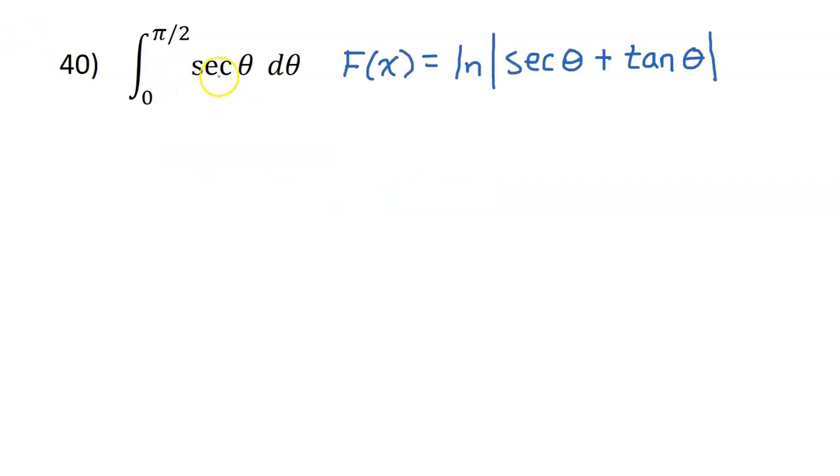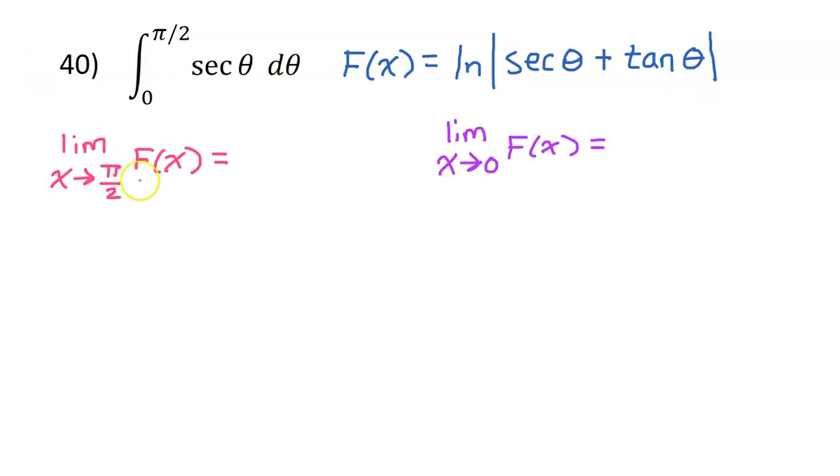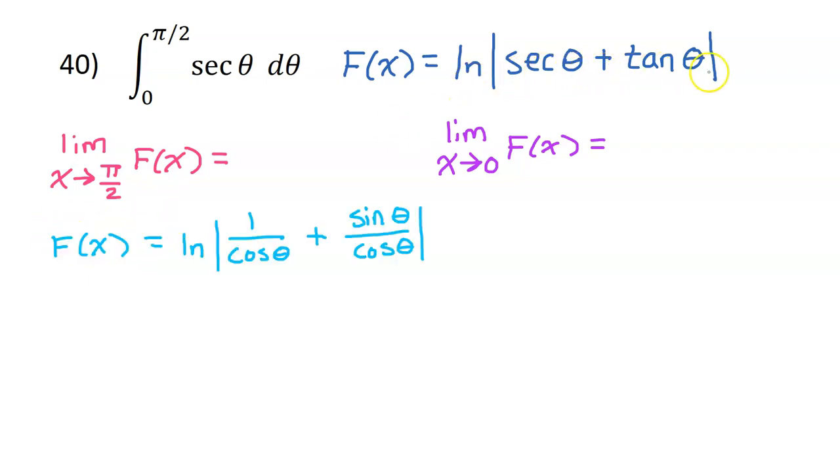The antiderivative of secant theta is a memorized rule, natural log of the absolute value of secant theta plus tangent theta. We just need to find the limit as x approaches pi over 2 and the limit as x approaches 0. We can't use direct substitution for this first limit because secant and tangent are both undefined at pi over 2. However, we should be able to find this limit mentally. I'm going to show you my thought process using some invalid notation, so please do not write this on your test. Let's rewrite the antiderivative.